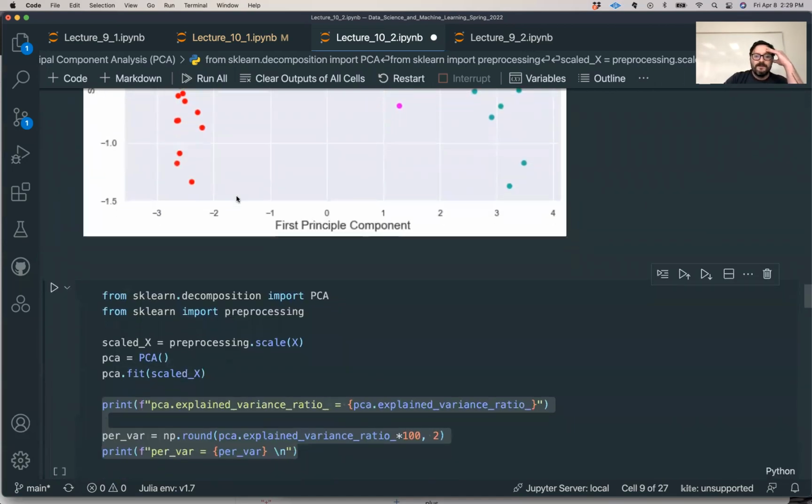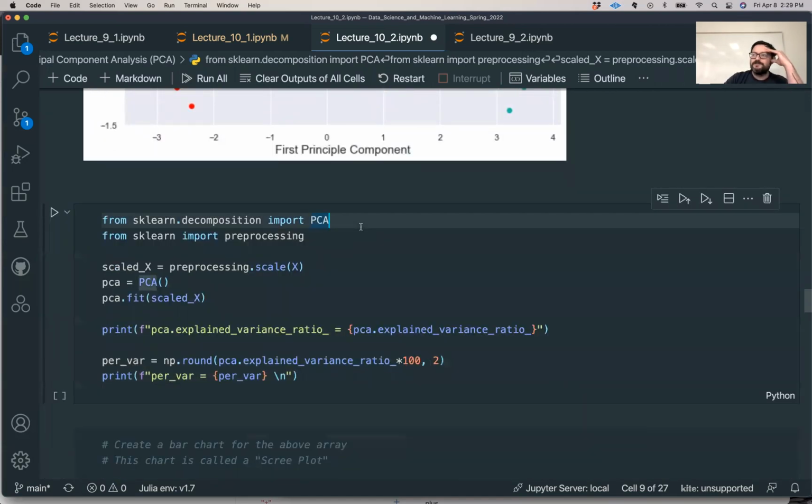Okay. Luckily for us, we don't have to do this by hand every time.